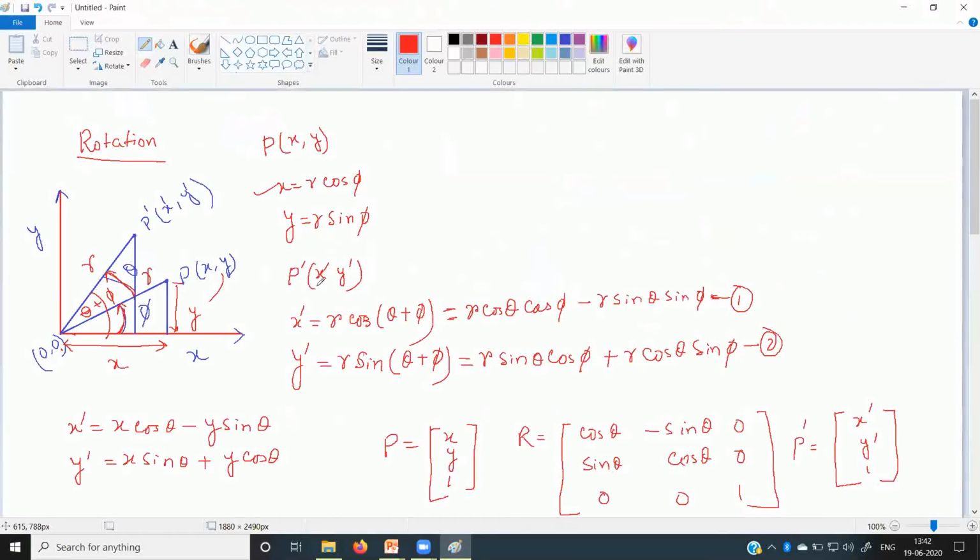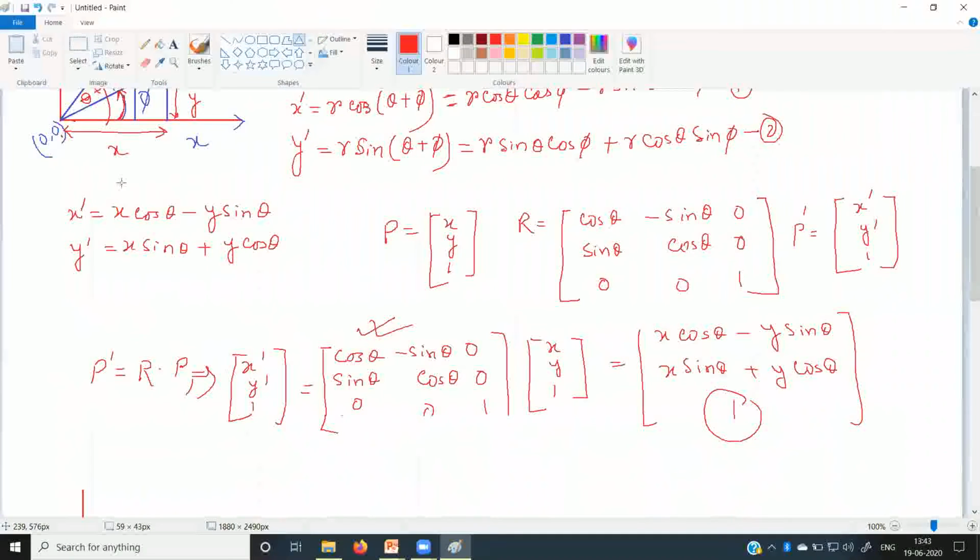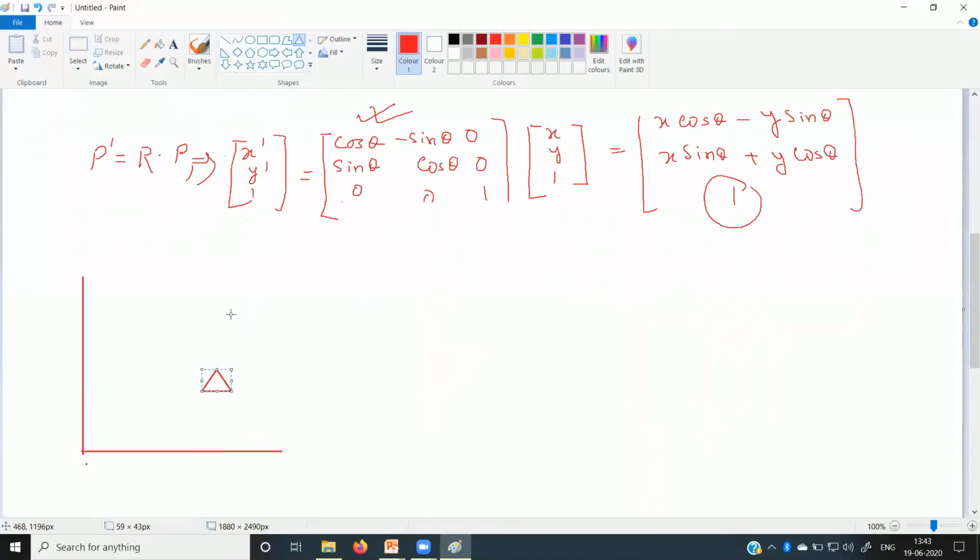Now I am showing you another thing. Here it is a point rotation. Now if you want to rotate a triangle, how can you rotate it? It will be very simple, same as this. So consider this is my triangle, which is over here, and you want to rotate this triangle to this position, fine.